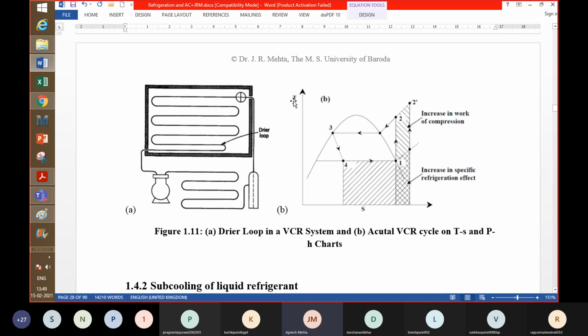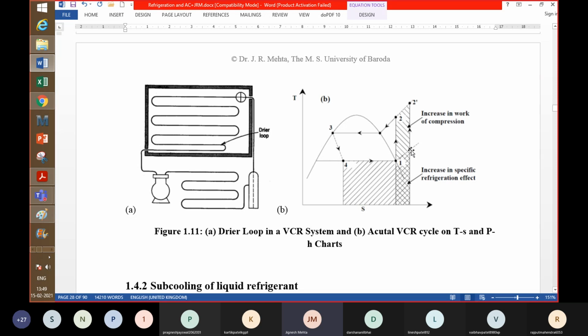So that may be shown on the TS diagram like this. 4-1 is where the evaporation is occurring, and at point 1 it is completely vapor. Now the temperature is increasing. Here the temperature was constant, but now the temperature is increasing, let's say from -20 to 0°C. So when you are doing this, is the cooling effect increasing? I think obviously everybody will say that yes, the cooling effect is increasing.